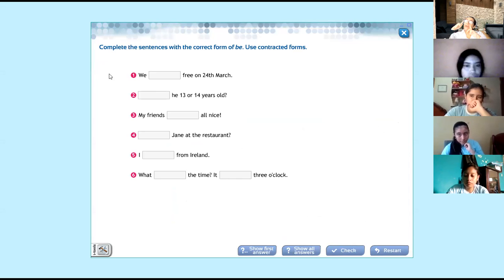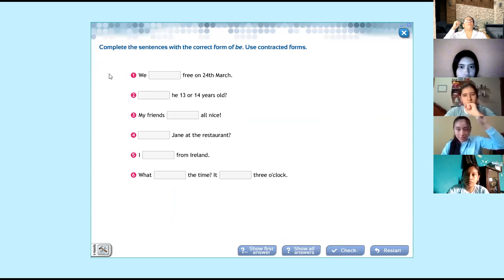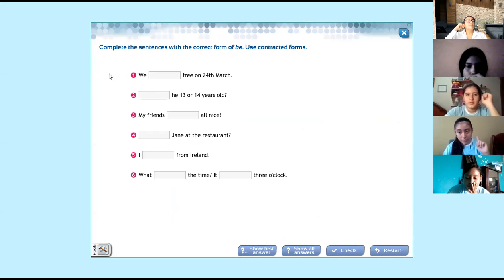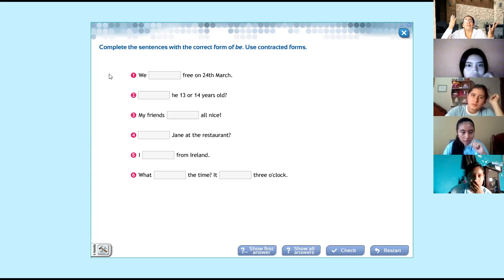Volunteers. Los voluntarios pagan doble o cobran doble sería la palabra. We are. Perfect. We are. Continue. Complete. Volunteers. My friends are. Yes, it's okay, but I need to know what we have to do. What is the instruction? Correct form of be. Use contracted forms. What is the correct form of be? Is, are, am.